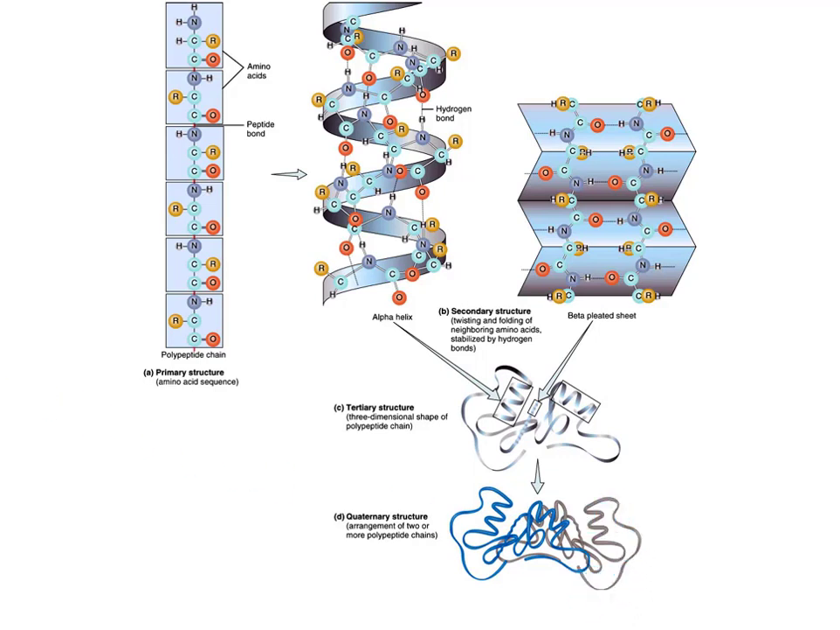Okay, so those are proteins. Probably the most famous protein with a quaternary structure is hemoglobin, and you will look at that when we get into Bio 142, where we look at blood.